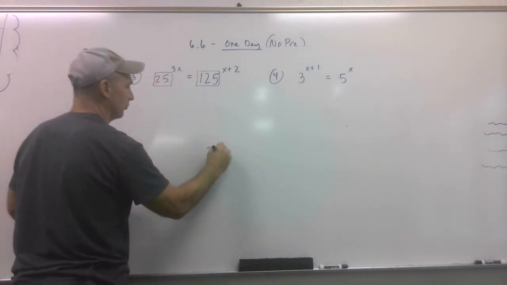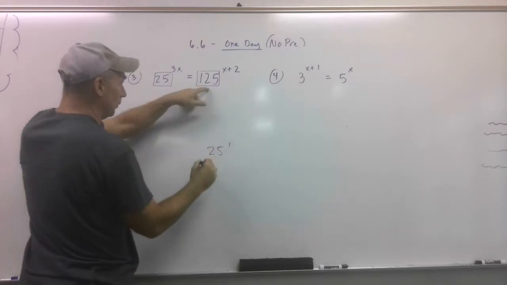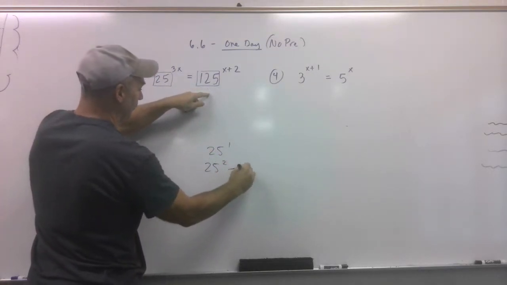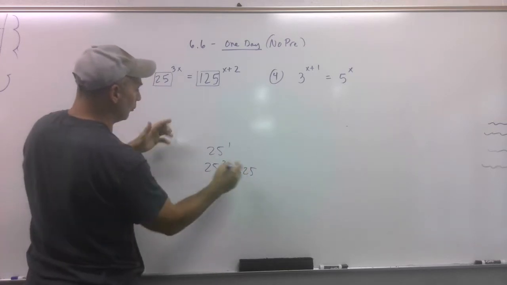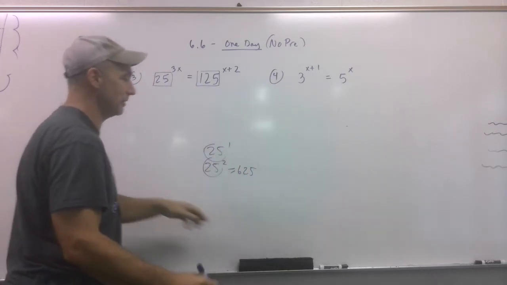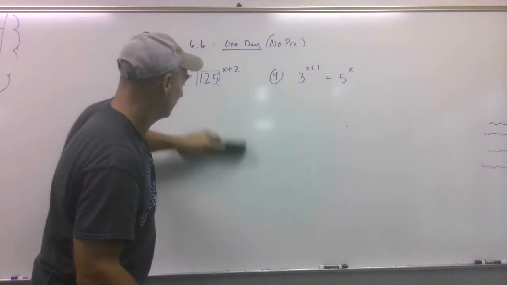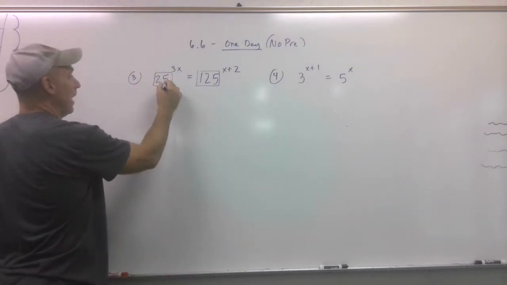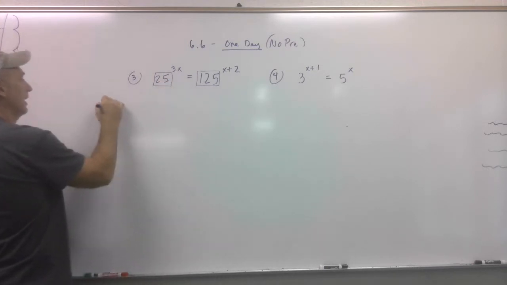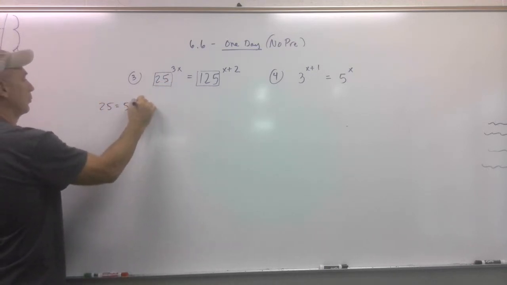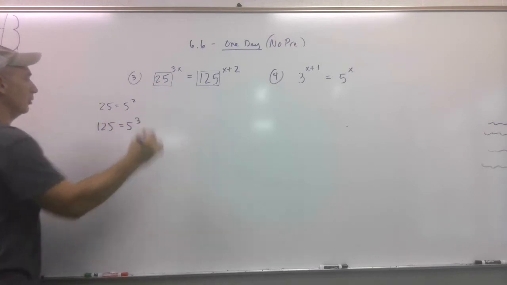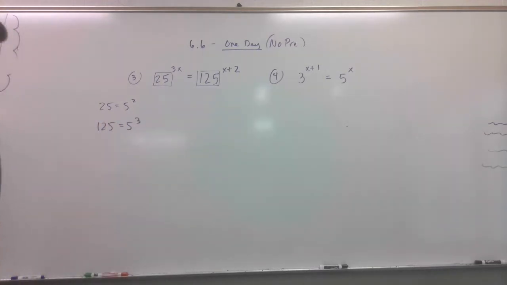Now let's experiment. 25 to the first is not 125. 25 to the second is 625. So I can't use 25 as my common base. Not going to work. So what's my common base going to be? A 5. Because I can say 25 equals 5 squared. And I can say 125 equals 5 cubed. So that's what I'm going to use for substitution.